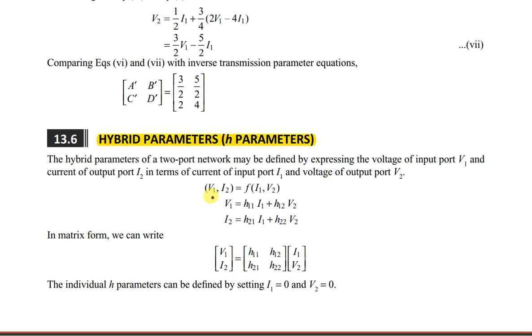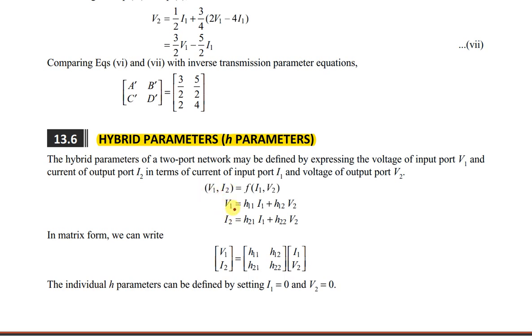In T parameters, input side voltage and input side current are expressed in terms of output side voltage and output side current. But in the hybrid parameters, input side voltage and output side current are expressed in terms of input current and output voltage.